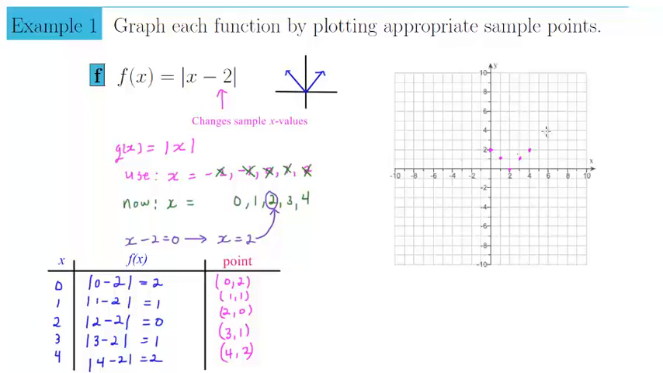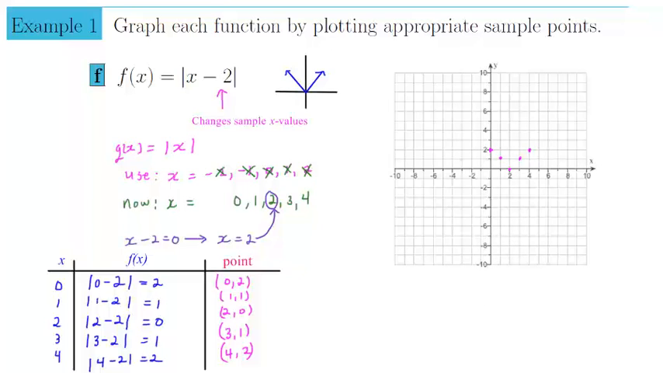I plotted those on the xy plane, and you can see the V right here. And if you notice, the point of the V is right at 2. That's not a coincidence. That means we chose our sample x values very well. We chose them so that the point of our graph is right in the middle.